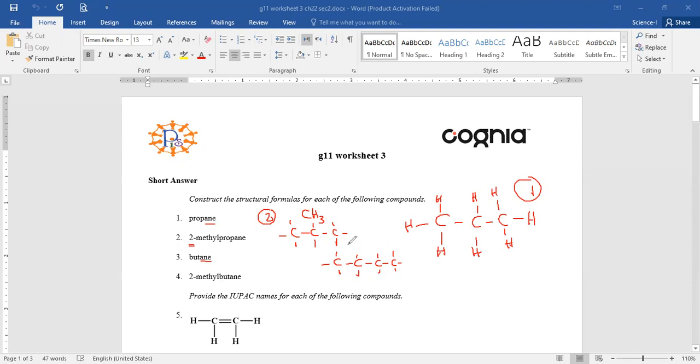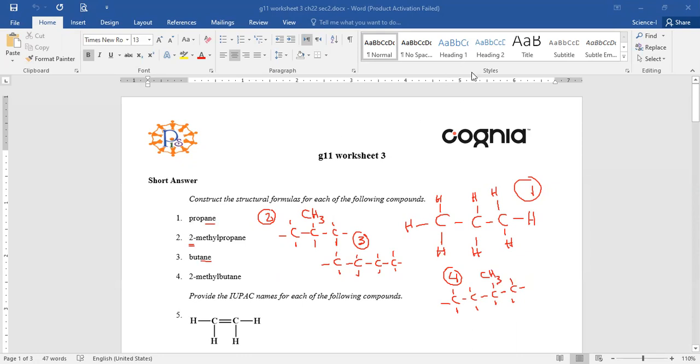So for 2-methylbutane, that's number four, it's the same: four carbons, one, two, three, four. On carbon number two, we just replace a hydrogen with one methyl group. So we put the methyl group here, and that will be carbon number two. You could put it here too, and in that case we count from this side, because we count from the side which is nearest to the branch. So like this, we know how to write the structural formula of this compound.